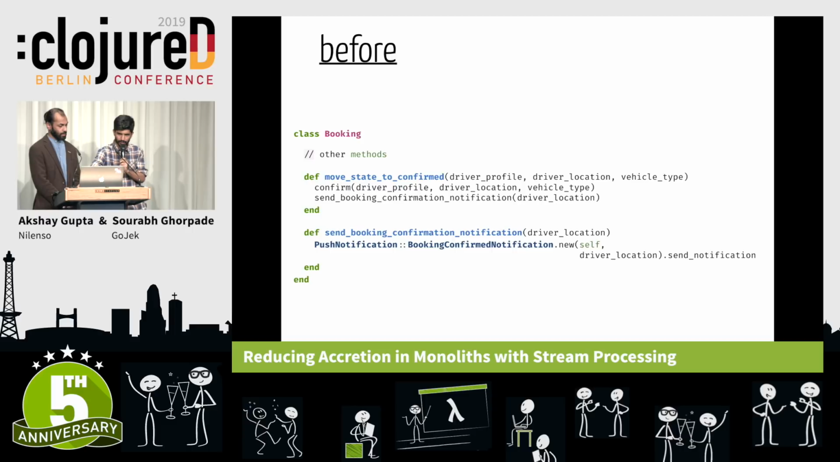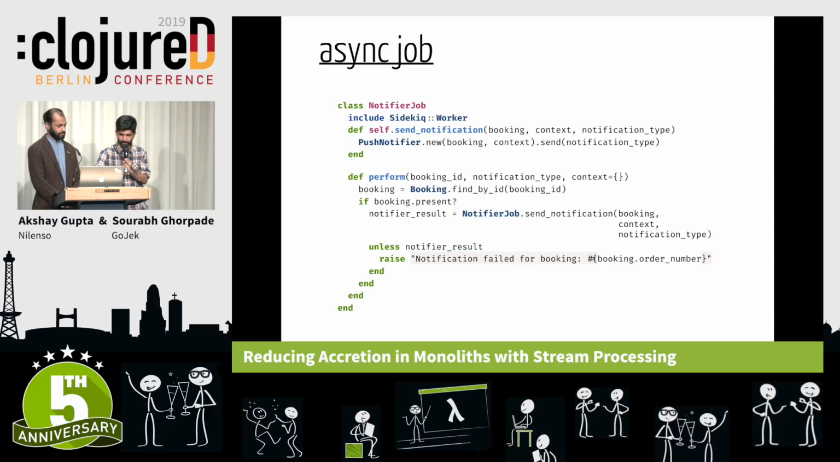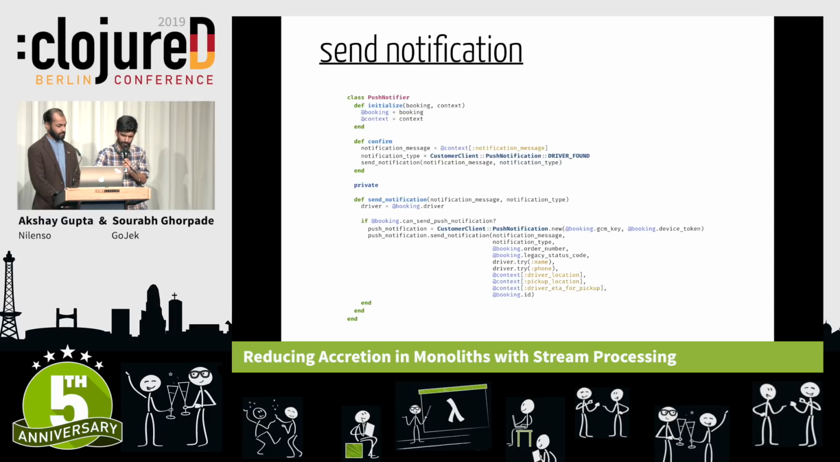So before this, this was sort of what the notification code looked like. You don't have to actually read most of it. It's just stuff that I wanted to show to give you a sort of feel of how it was before and then what it came to. So this was the booking class, which when the state transition happened, it used to know that I have to send this notification out. Then we would gather details for the jobs like the customer's locale. Then the job would be queued and it would call this other class, which would be actually responsible for calling the push notification service, which would send out the notification.